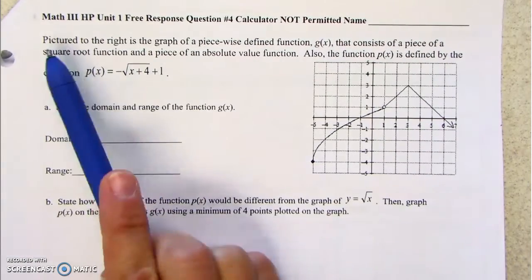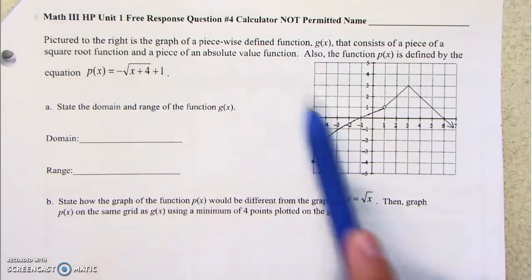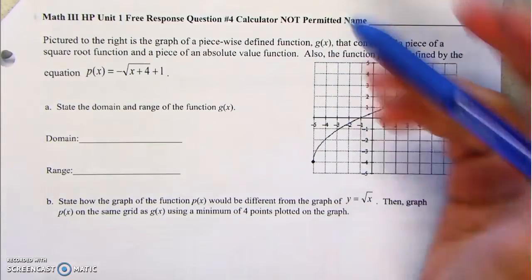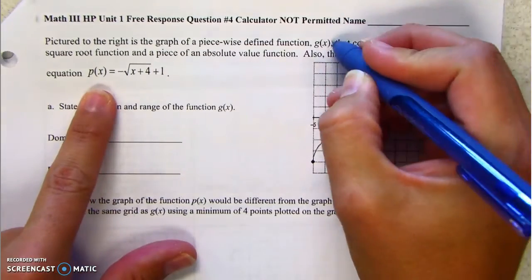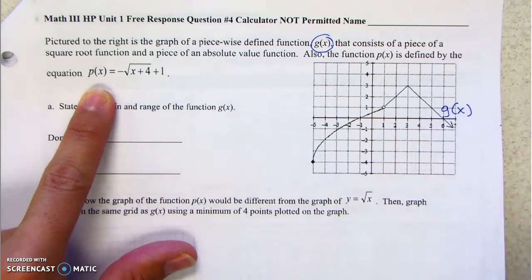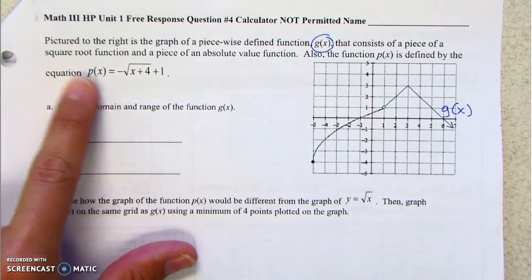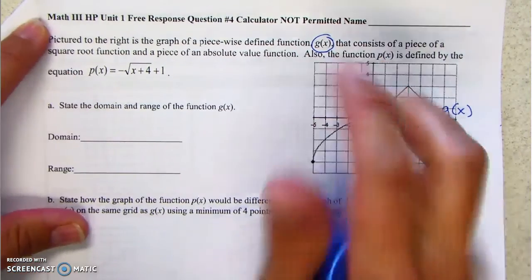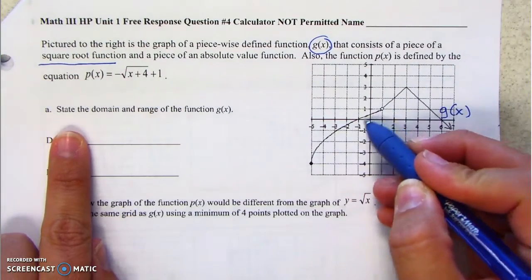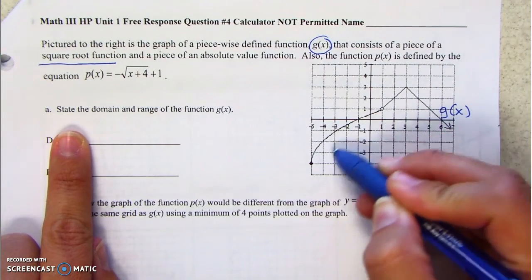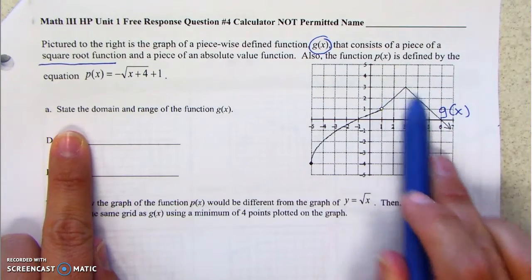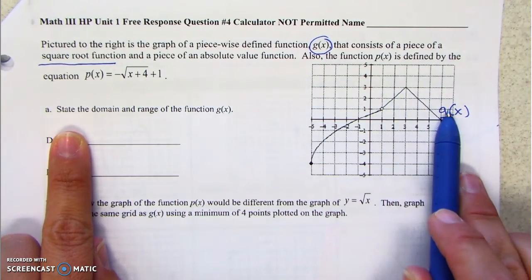So, pictured to the right is a graph of a piecewise function that consists, okay, this is G, you guys. I see 2 different functions, so we need to make sure that we use the graph whenever it asks us about G. And okay, they're telling us it consists of a square root function. So that's here. I wonder if they're going to make us write that. That's what we had to do last time. And a piece of an absolute value function.